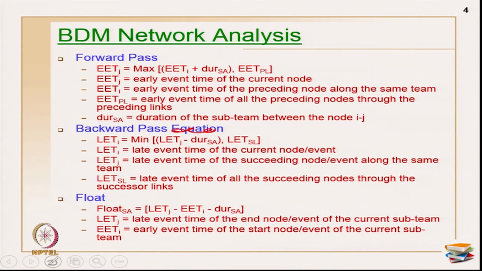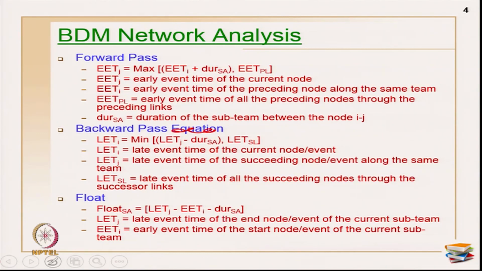So, what is this terminology? EETJ is the early event time of the current node, which is at the jth position, not at the ith position, and EET is equal to early event time. So, primarily the start of that particular event plus duration of the subactivity, in the same team, or it is the maximum of the other value.